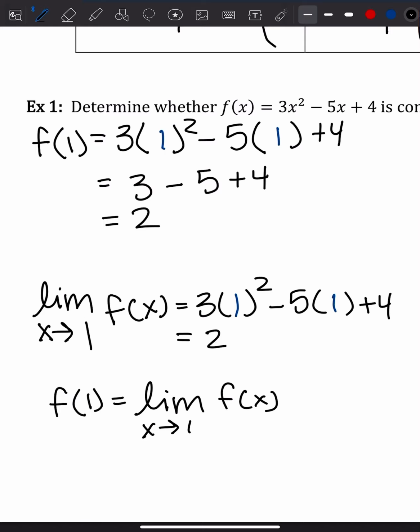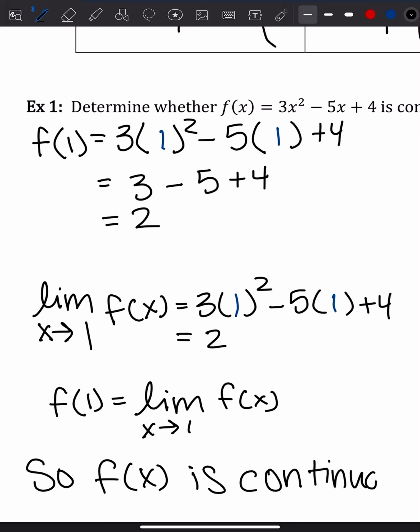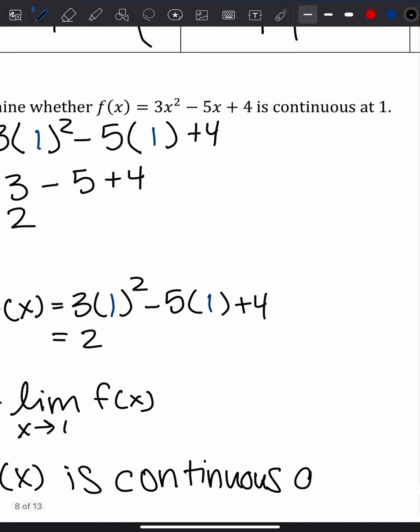So now that we have said that our y value is equal to our limit, we can say, so f of x is continuous at x equals 1.